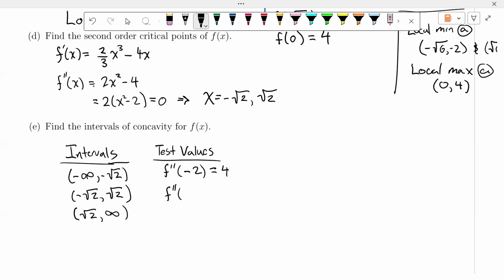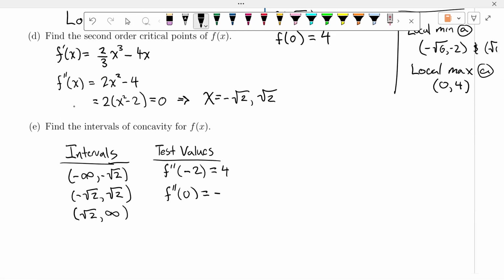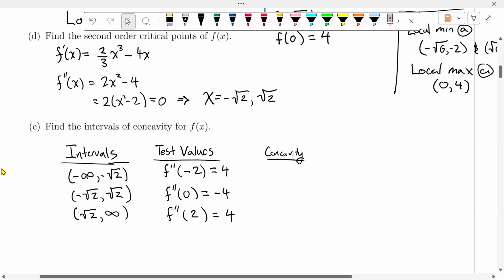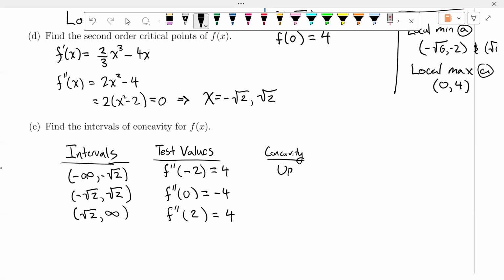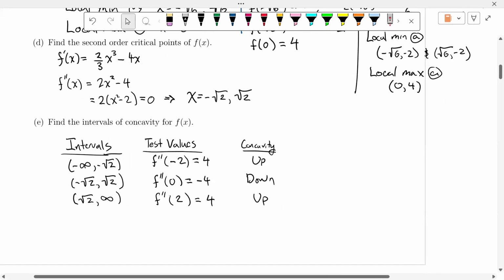I think 0 is a good value to plug into there, right? And then my second derivative, I'll get -4. And last, I'll plug in 2. And that'll give me +4 again. And so if I wanted to classify the concavity of each of these intervals, this one would be up, down, and up. All right, those are our intervals of concavity.